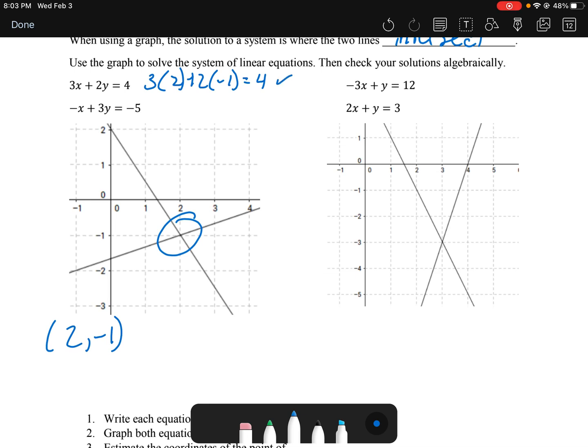And then for the second one, I have negative x, or negative 2, plus 3 times y, or negative 1. Does that equal negative 5? 3 times negative 1 is negative 3, plus negative 2. Yeah, she checks out.